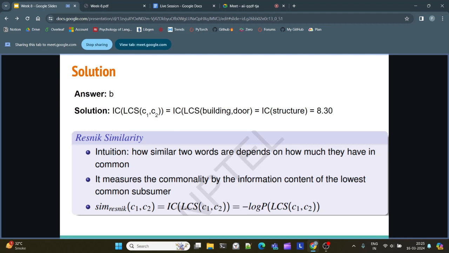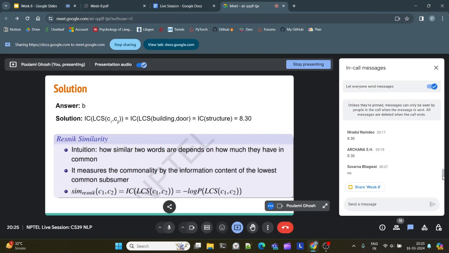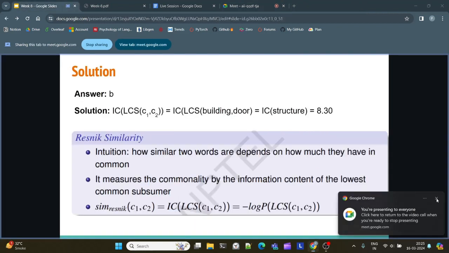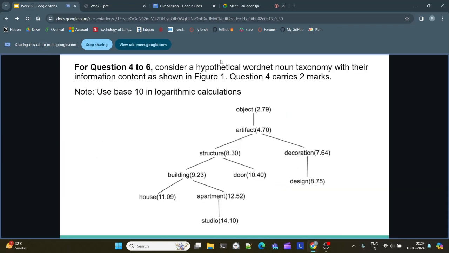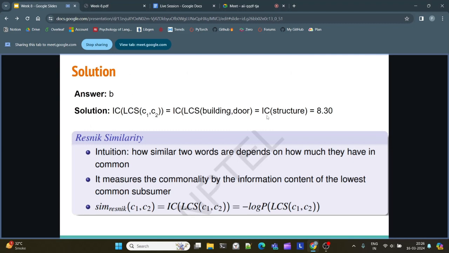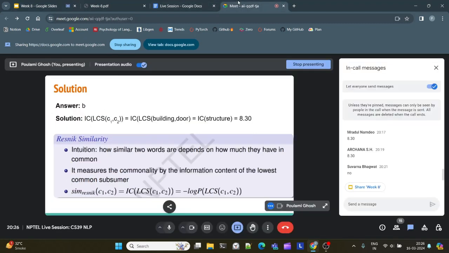Any doubt? Okay, no problem. All right, you have mentioned that in the question, right? Whether it's IC or it's probability, it's mentioned in the question. See, then with their information content is shown in the figure. Okay, cool then. It's clear for everyone.